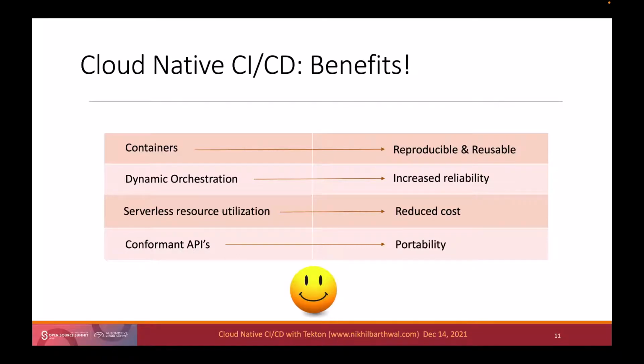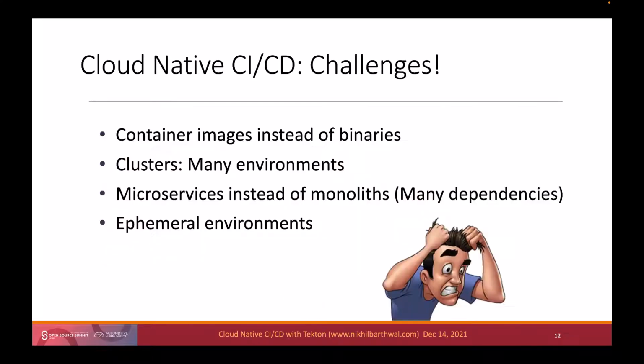There are a lot of benefits, there are good benefits, but then there are challenges. So what are the challenges with CI/CD? Well, to start with, the first thing you have to bear in mind is that you're dealing with container images and not binaries, right? So that's challenge number one. Second, most of the traditional CI/CD tools like Jenkins, they talk about build artifacts here. They don't really talk about container images here.